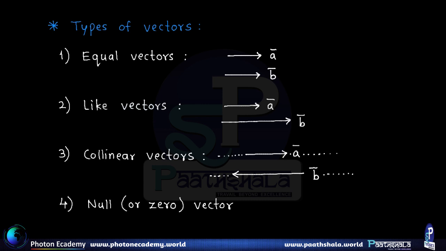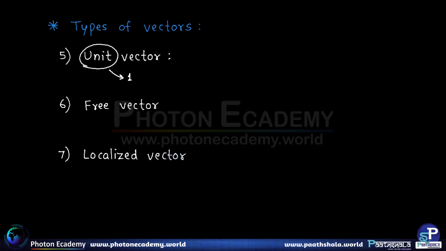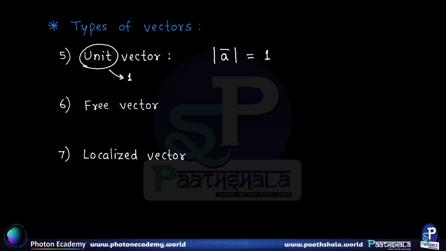Let's move on to the next few types. Unit vector. The word unit means 1. Okay, so here by unit vector we mean the magnitude of the vector is 1. Right? And we denote the magnitude by writing the vector within two vertical bars. That is the symbol for magnitude of a particular vector. So if the magnitude of some vector is 1, then we call that vector a unit vector.